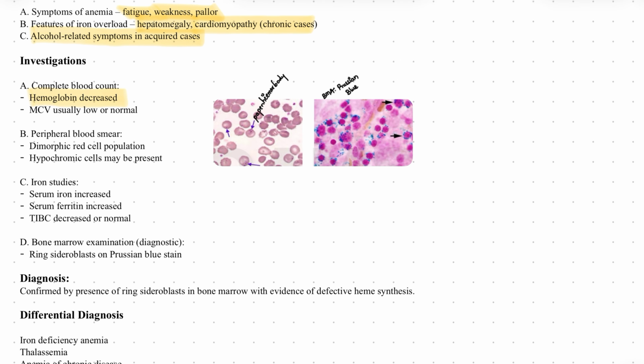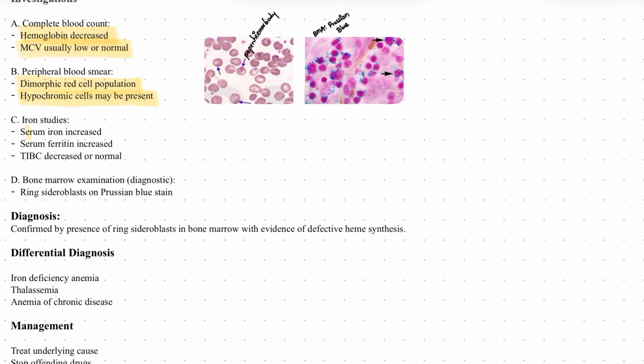Then investigation: hemoglobin will be reduced, obviously, because there will be defective production. Then MCV is usually low or normal. I explained this in my iron profile video; you can go and watch. Then peripheral blood smear: dimorphic red cell population, hypochromic cells may be present. Then iron studies. If you don't know what iron studies involve, please go and watch my iron profile video.